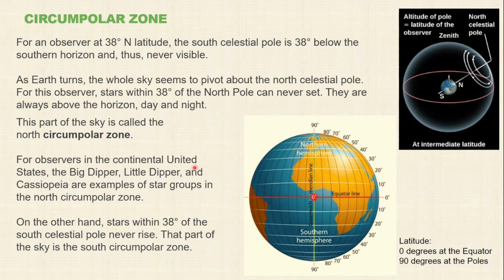And for observers in the continental United States, there are these star groups. We'll study these star groups later. The Big Dipper, Little Dipper, Cassiopeia. For us here in the northern hemisphere, in the United States, these star groups lie within this circumpolar zone, and these star groups don't appear to rise or set. They're always visible.